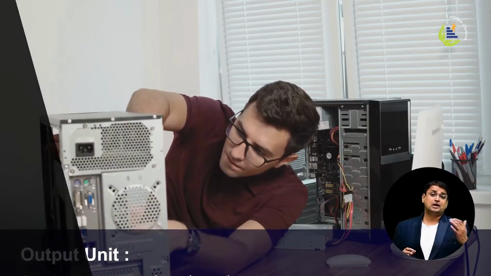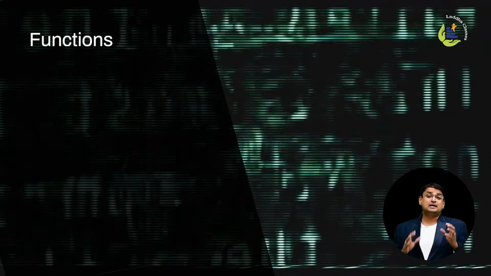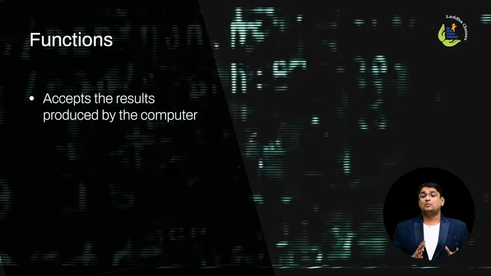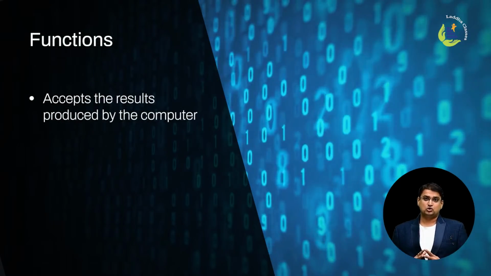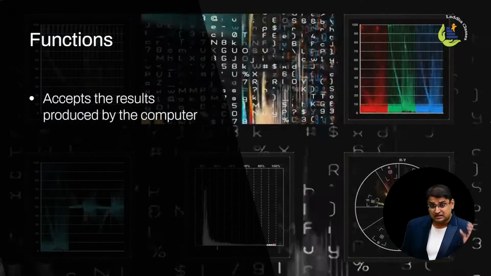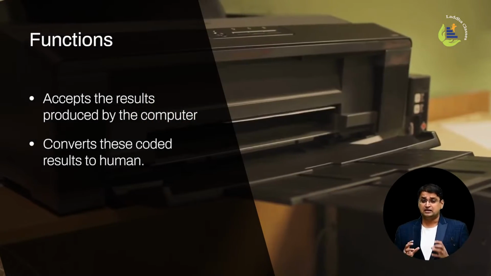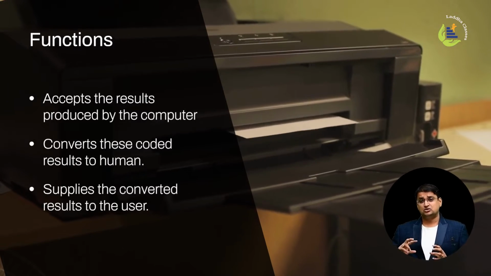The following functions are performed by an output unit. It accepts the results produced by the computer, which are in coded form and hence cannot be easily understood by user. It converts these coded results to human acceptable form. It supplies the converted results to the user.